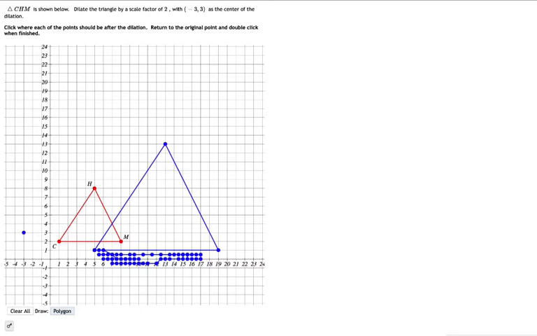So once again, that shouldn't be there. And that would be a dilation with the center at -3, 3 with a scale factor of 2. So the blue triangle is twice as far and twice as big as the red triangle.